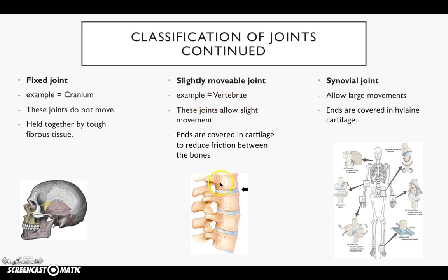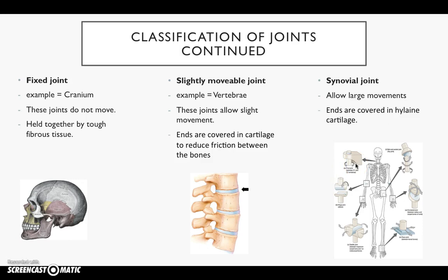Slightly movable joint, your example is your vertebrae. These joints allow slight movement. Ends are covered in cartilage to reduce friction between bones. If that wasn't there, these bones would just rub together and it would cause severe pain, erosion and discomfort, and you'd have problems walking, moving, etc. Finally, synovial joints allow large movements.